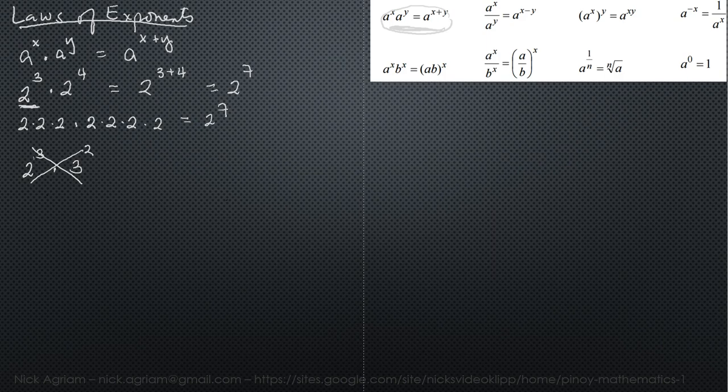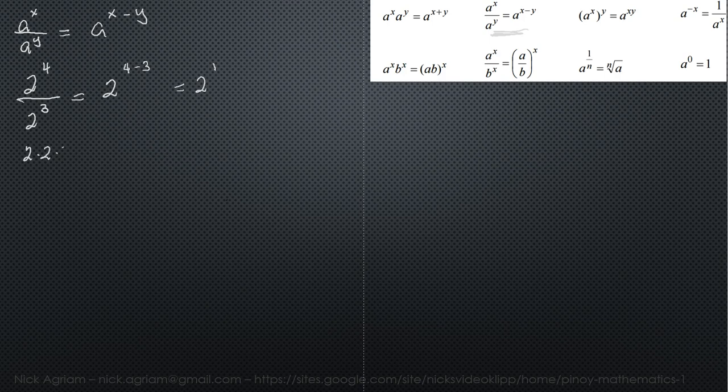The next law of exponents that I'm going to discuss is this one. When you divide two exponents with the same base, then you can use this law. You can subtract their exponents. So for example, we have 2 raised to 4 divided by 2 raised to 3, and we have 2 raised to 4 minus 3, which is equal to 2 raised to 1, or just 2. Why? Because of this.